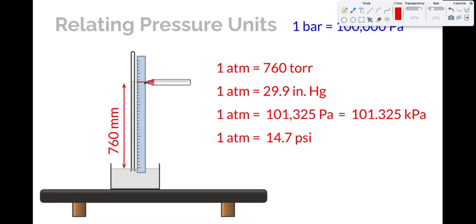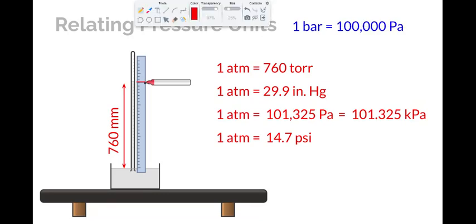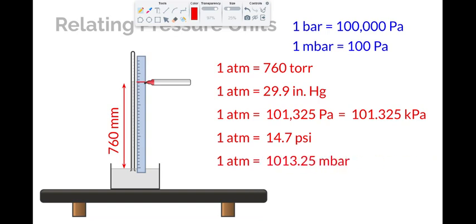And then there's another unit called a bar. And a bar is 100,000 pascals. Since 101,325 pascals is an atmosphere, a bar is close to, but not exactly, 1 atmosphere. Millibars are commonly used to measure pressures and vacuums as well. And a millibar is 100 pascals. So that means an atmosphere is 1,013.25 millibars if you do all the conversions.